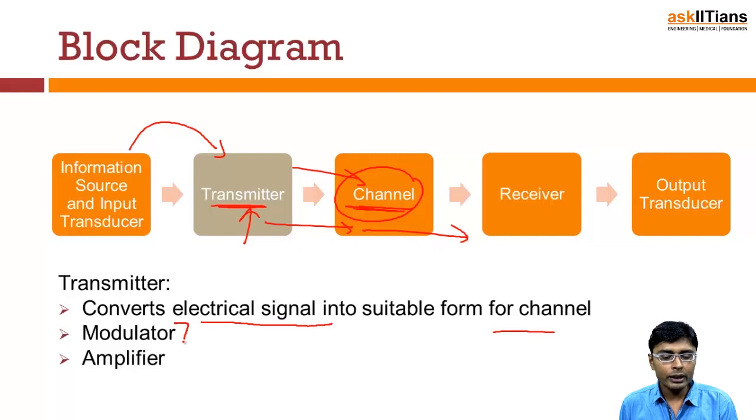The transmitter mainly does two functions. One is modulation, so it has a modulator for the modulation purpose, and an amplifier for the amplification purpose. What modulation is, we will discuss in the coming parts. An amplifier is an electronic device which increases the strength of the signal, which is very much required. If we want to transmit information from one place to another, the most important thing is to first increase its strength or quality before sending it through the channel.